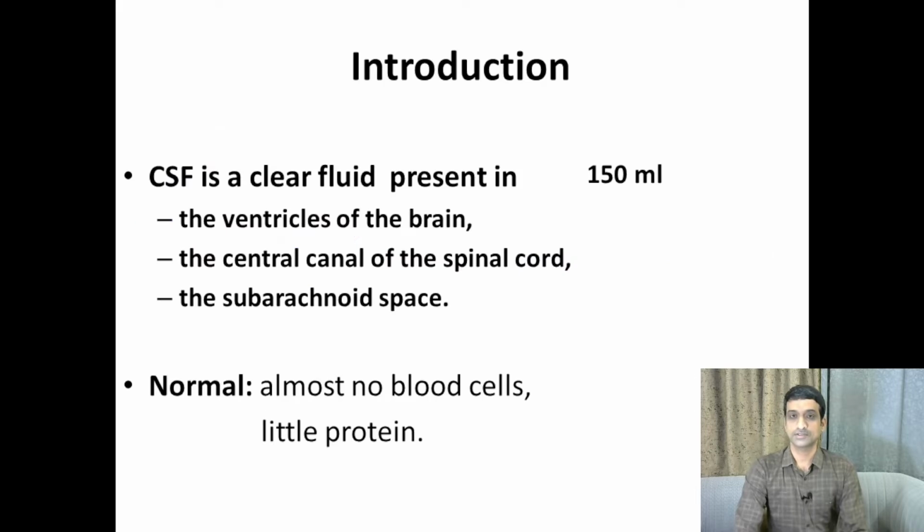So, to introduce this topic, CSF is a clear colorless fluid, and it is around 150 ml in volume. That is there in the ventricles and all around the brain and spinal cord and in the central canal. Then, as you know, it has almost no blood cells and a little amount of protein.